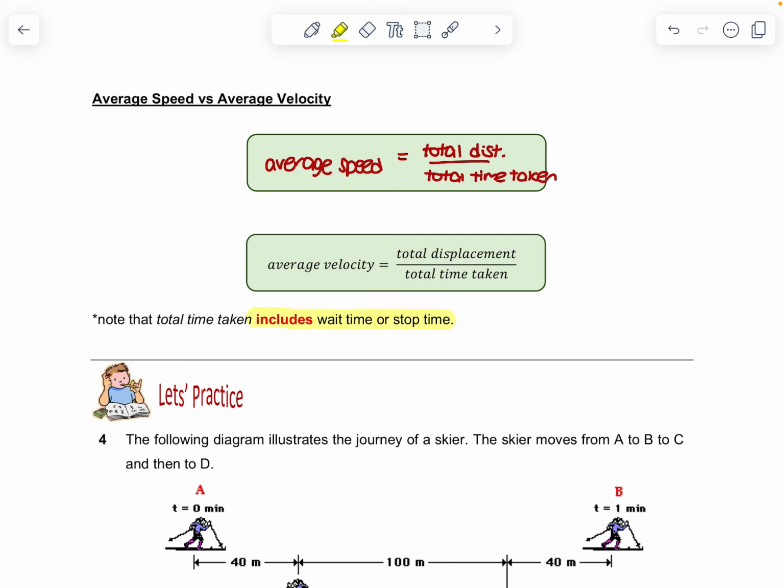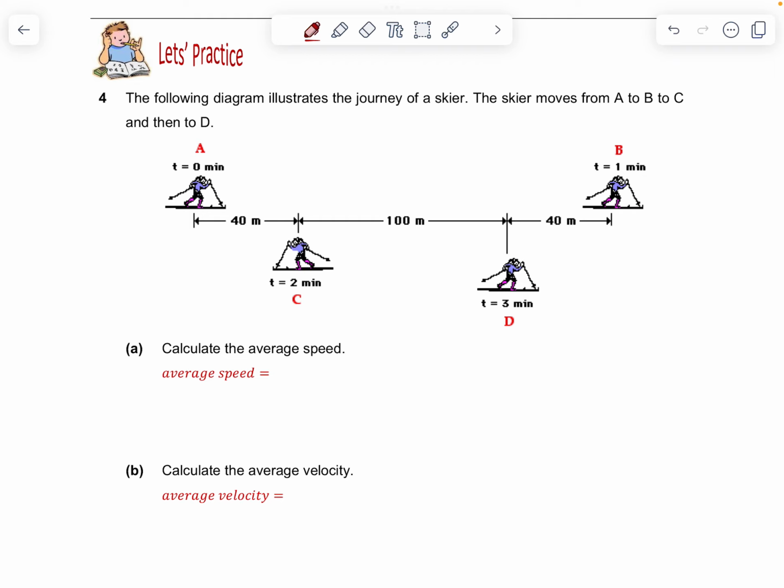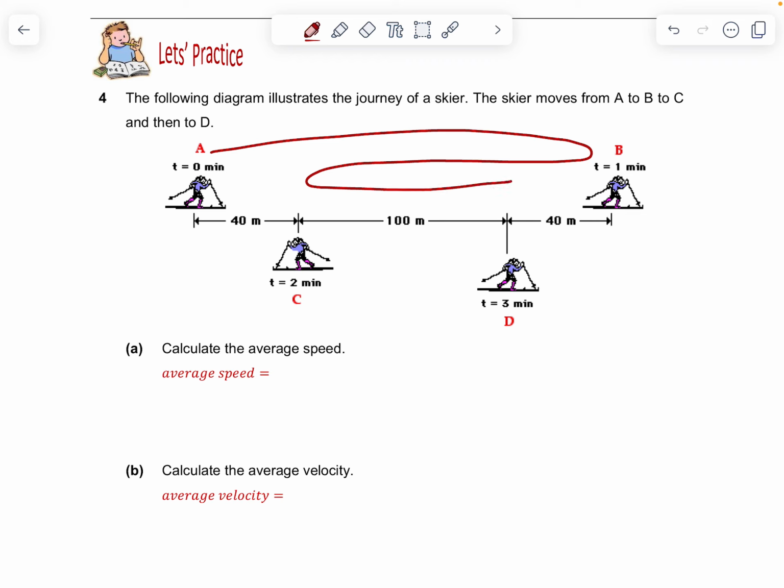Let's look at one of the questions. The following diagram illustrates the journey of a skier. The skier moves from A to B to C, then to D. What is his average speed? So for speed, it's total distance over total time taken. From A to B, he goes back to C, and then he goes to D. This is the total distance, and this total distance is given by 40 plus 100 plus 40.